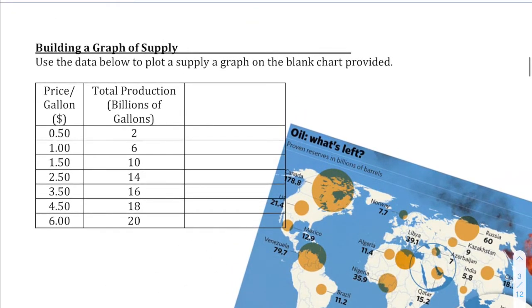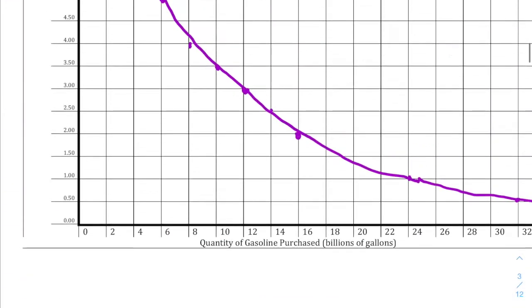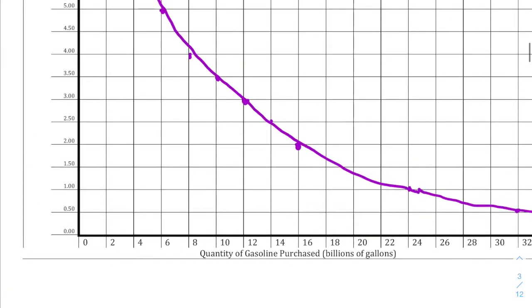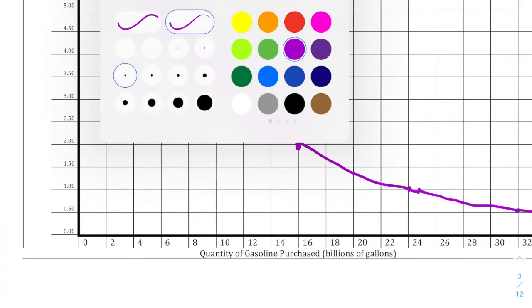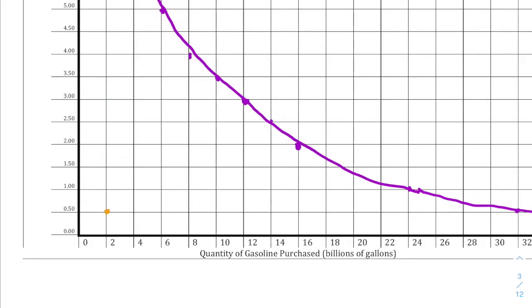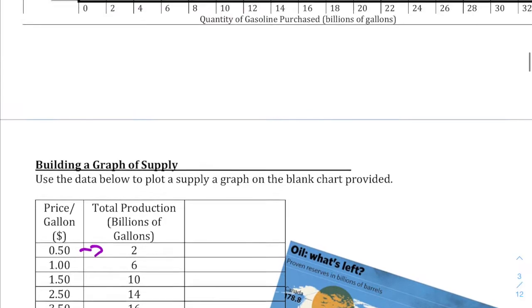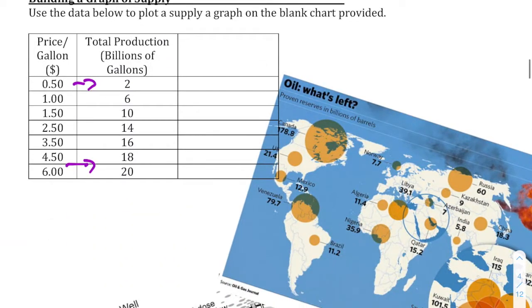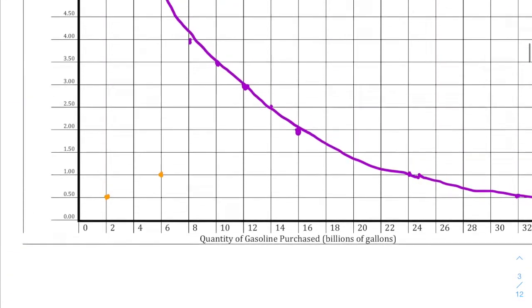So here's our supply information, your price and your quantities. So we come back up here, and let's see, at 50 cents, it's 2, right? There it is. Actually, I'm going to do a different color, just to make it a little bit easier to read. At 50 cents, the quantity is 2. And at $1, the quantity is 6. And at $1.50, it's 10.